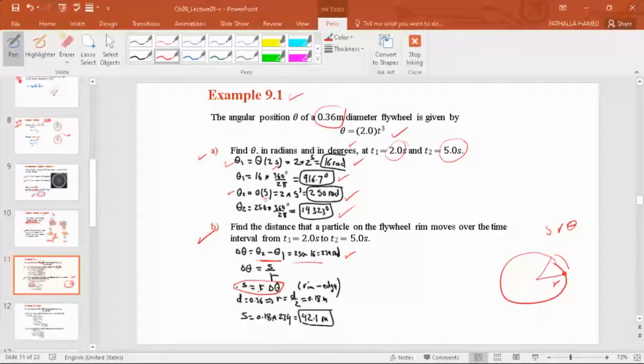Now you have to find the radius. They give you the diameter here, which is 0.36 meters. You take half of that, that will give you the radius, which is 0.18 meters. So the distance through which the particle on the rim moves will be 0.18, which is the radius, multiplied by delta theta, which is 234 rad, and that basically gives you 42.1 meters. Is this clear? Any question on this?